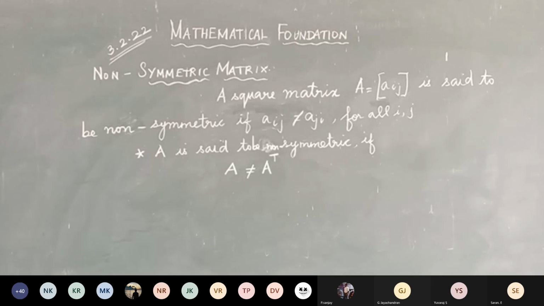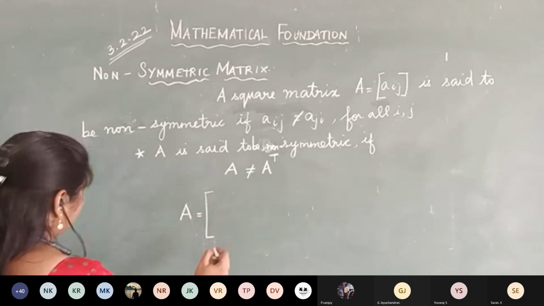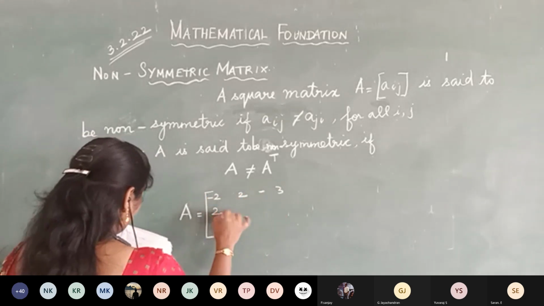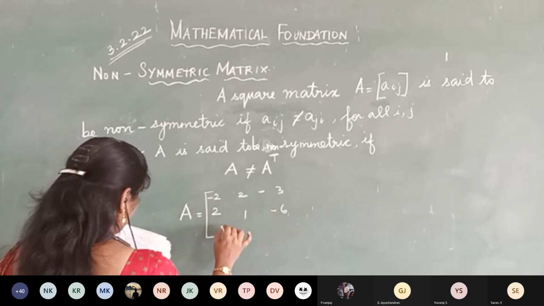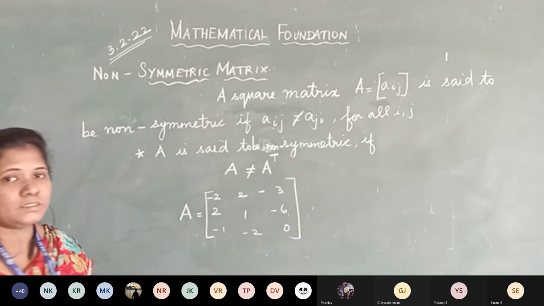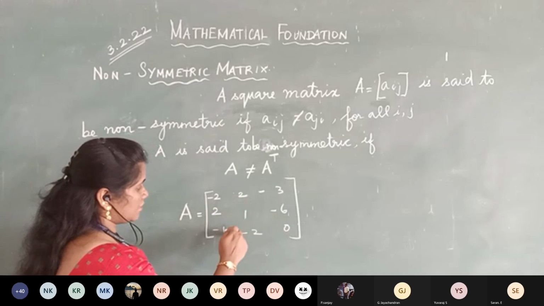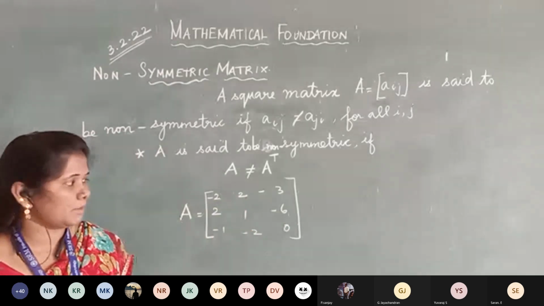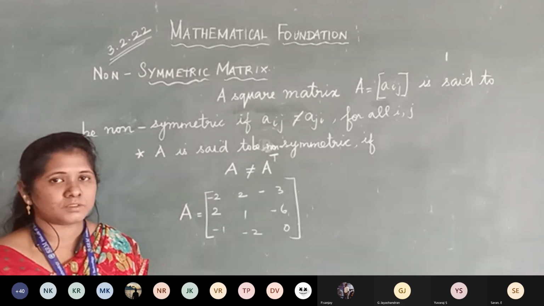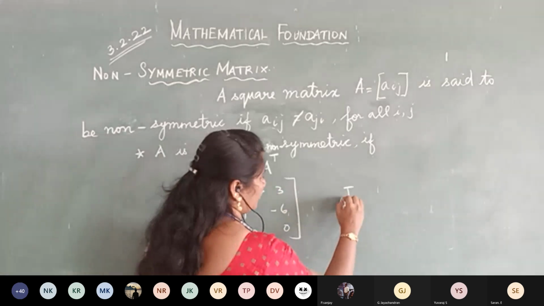So for a non-symmetric matrix, I will write in numbers. The values are -2, 2, -3, 2, 1, -6, -1, -2, 0. One easier method is you see your diagonal elements top and bottom. If it is the same, it is the symmetric matrix. If it is not same, it is non-symmetric. But if they ask in the question to check whether it is a symmetric or a non-symmetric matrix, you have to find out your A transpose.